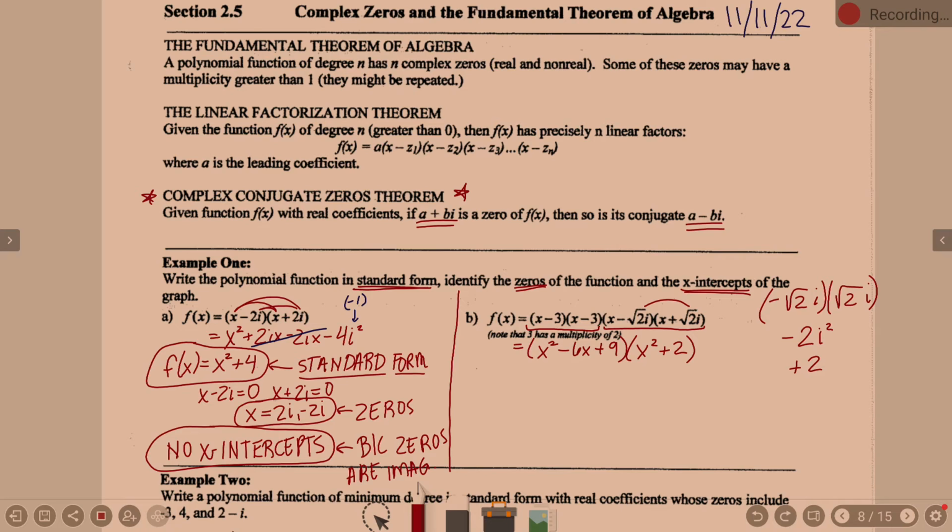So, x squared times x squared, x to the fourth. And then I'm going to do x squared times 2, 2x squared. I don't know which way you do this, but this is the way I'm opting to do it. So I'm going to take negative 6x and distribute. Negative 6x times x squared, minus 6x cubed, minus 6x times 2, minus 12x. 9 times x squared, 9x squared, 9 times 2, 18. Easy. Clean it up.